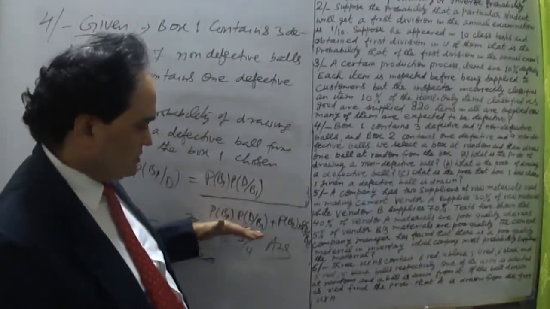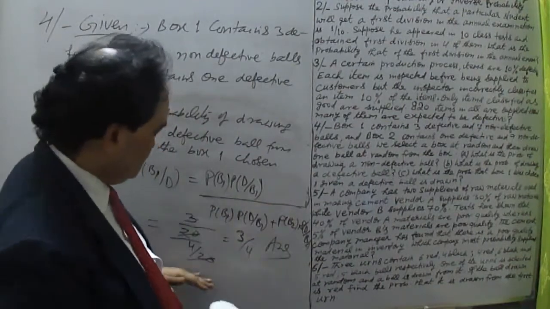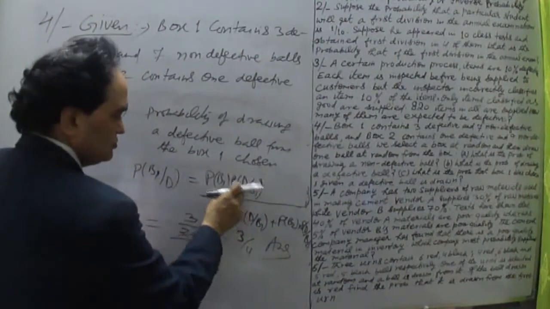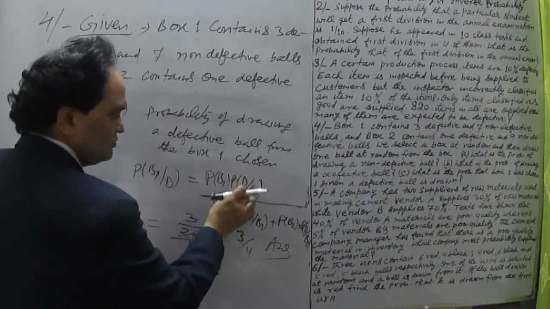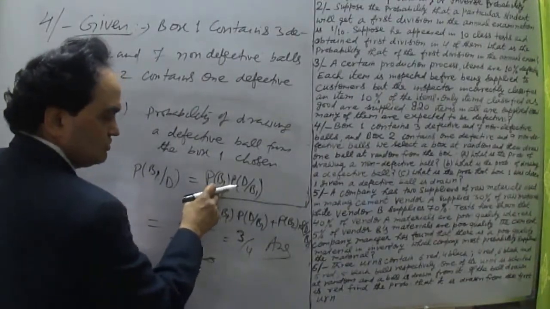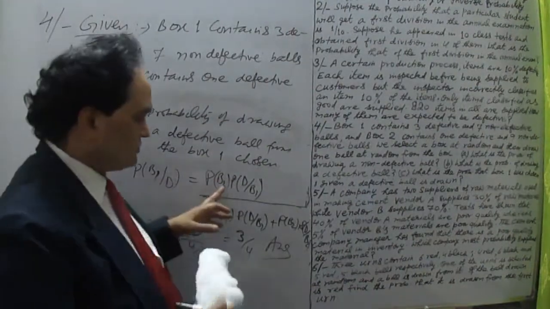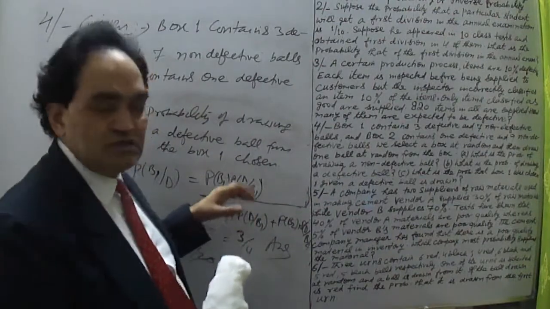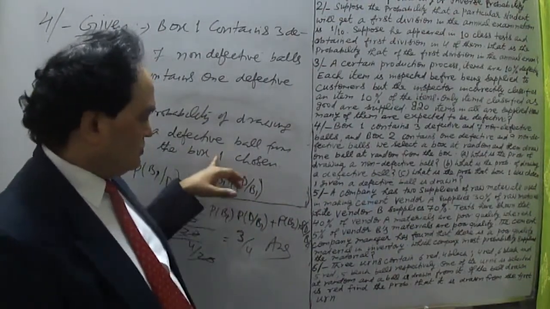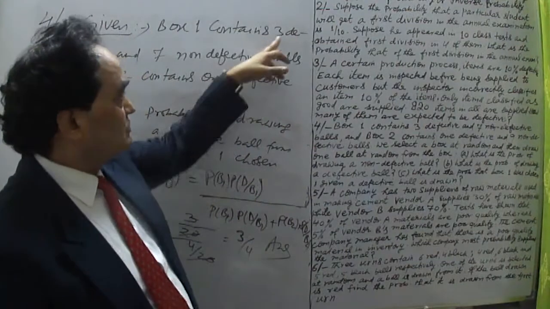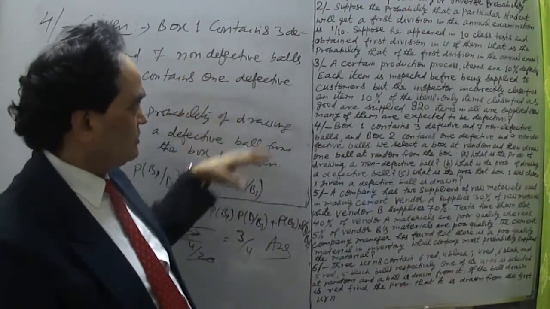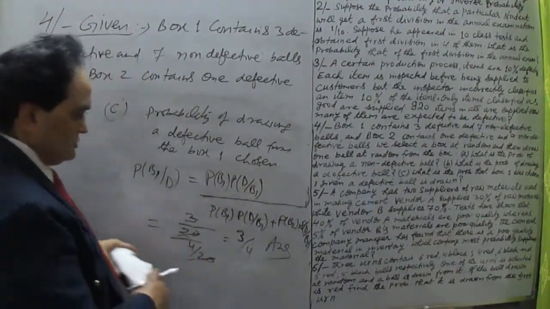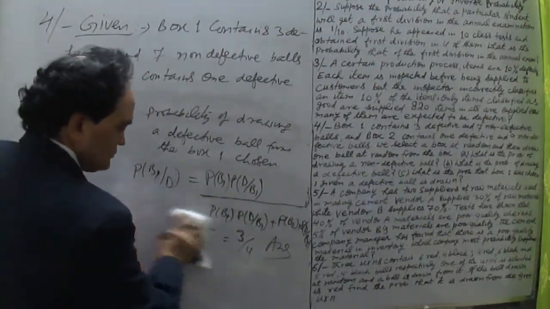This is 3 upon 20, this is 1 upon 20, 4 upon 20 in the denominator. In the numerator we have 1/2 into 3 upon 10, where 1/2 is the probability of box 1 selected, and box 2 is selected. For that the probability is 1/2. 1/2 into 3 upon 10, for total 10 balls were there. Out of that, 3 were defective balls in box number 1. Okay, so this we have done here.